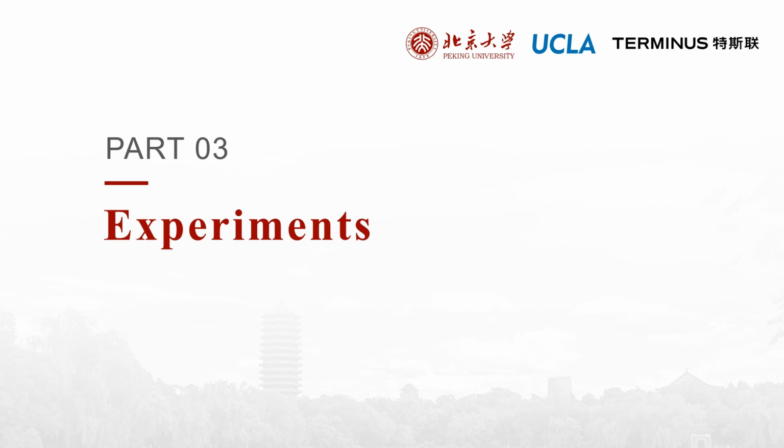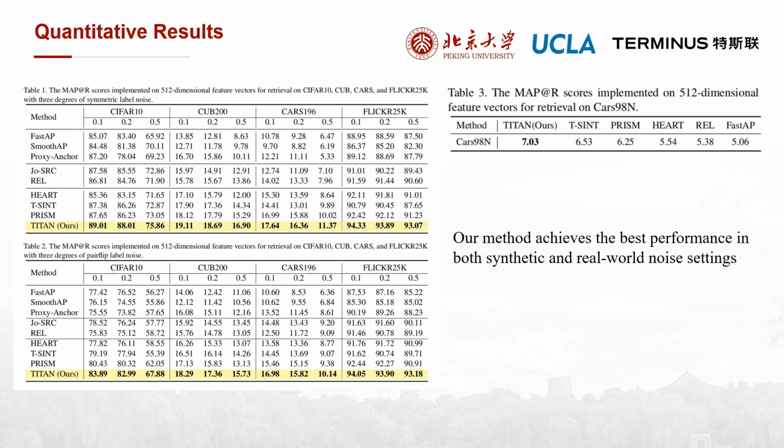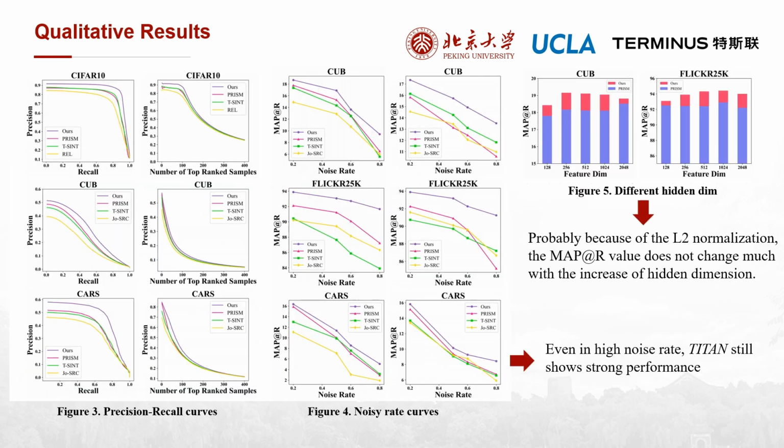Part 3, experiments. Table 1 and Table 2 show the MAP scores on synthetic noisy benchmarks, and Table 3 shows the MAP scores on real-world noisy benchmarks. In both settings, our method achieves the best performance. Figure 3 and Figure 4 show the PR curves and noise rate curves respectively. Even at a high noise rate, Titan still shows strong performance.